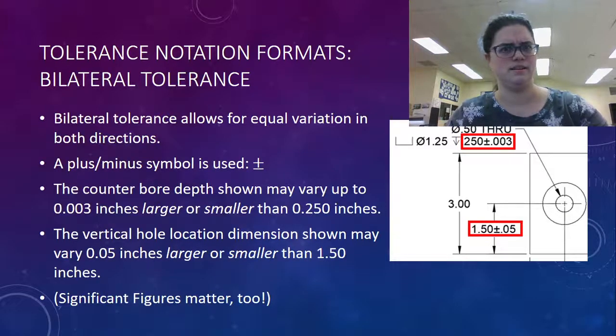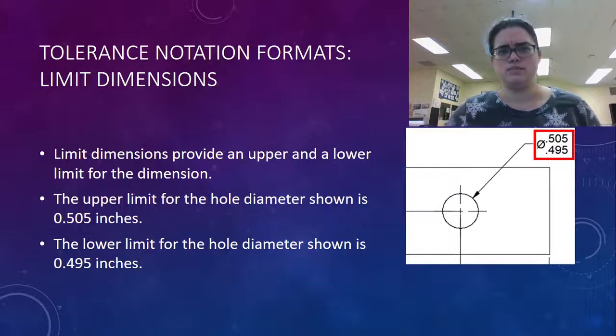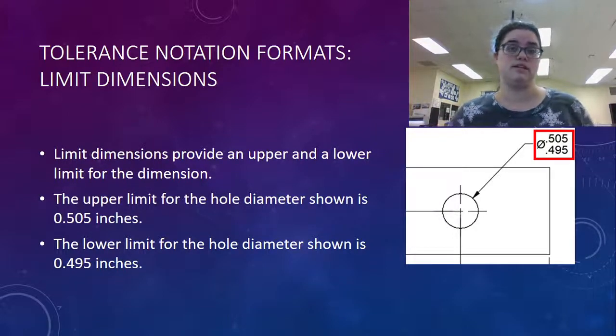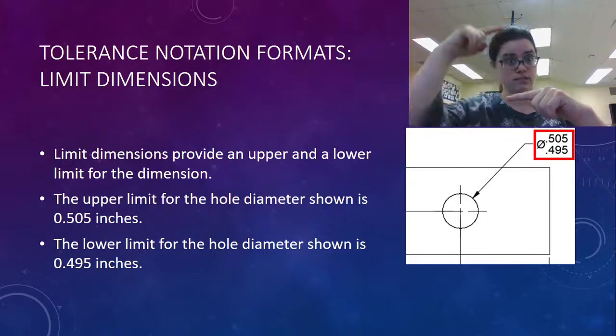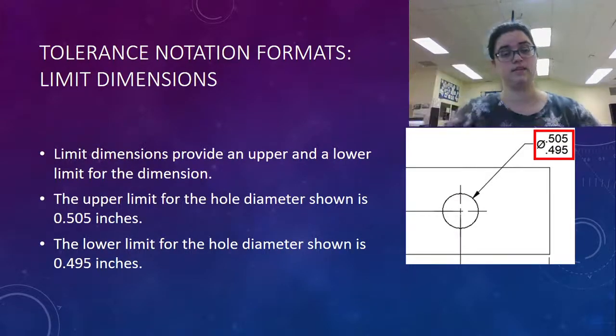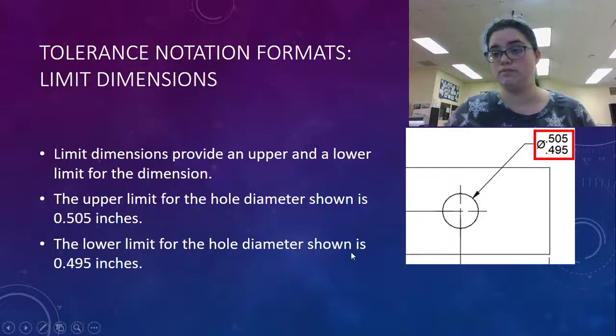So that last line doesn't need to be on there. And the last thing we're talking about is limit dimensions. That's when you actually tell people what the upper and lower limit are. You don't say, here's a middle point, and it goes up and down. You say, here's the top, here's the bottom. In this case, you've got an upper limit at 0.505 and a lower limit at 0.495.